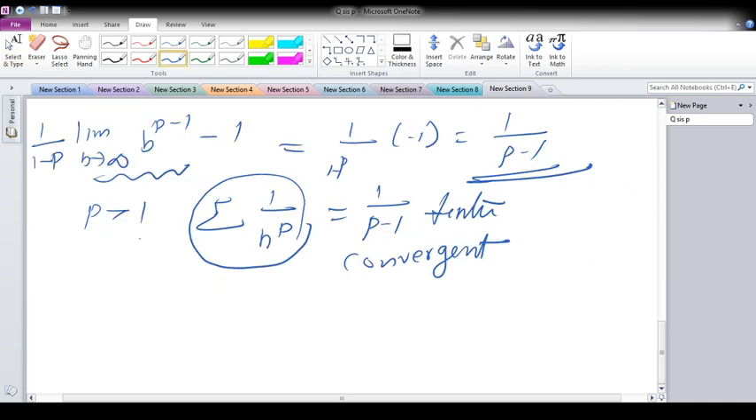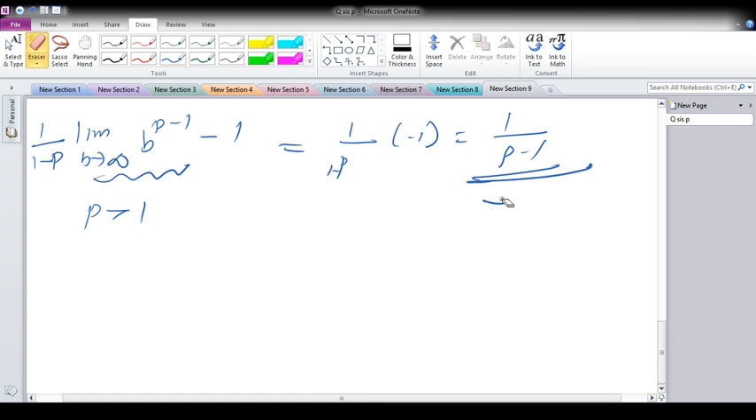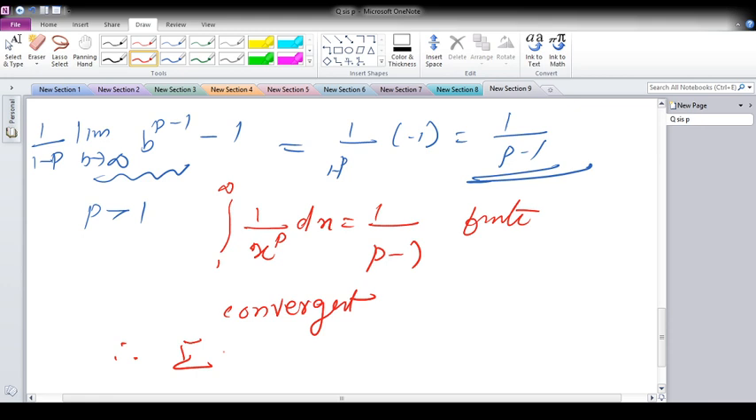So I will explain. In the case of p greater than 1, integral 1 to infinity 1 by x power p dx is 1 by p minus 1. This integral value is finite, so this integral is convergent. Therefore, the corresponding infinite series summation n equal to 1 to infinity 1 by n power p is convergent. Moreover, if p greater than 1, summation 1 by n power p is convergent.